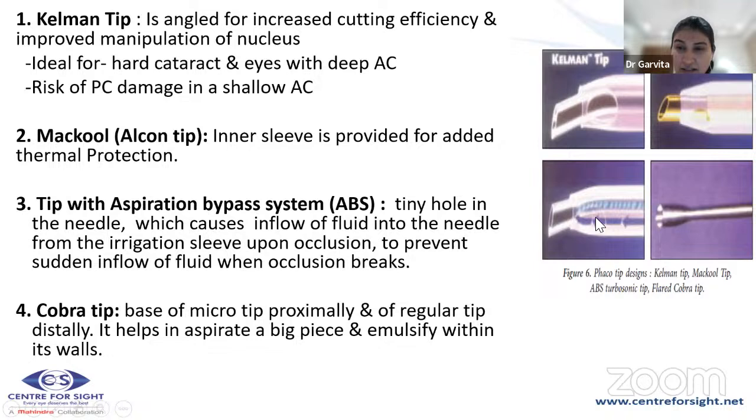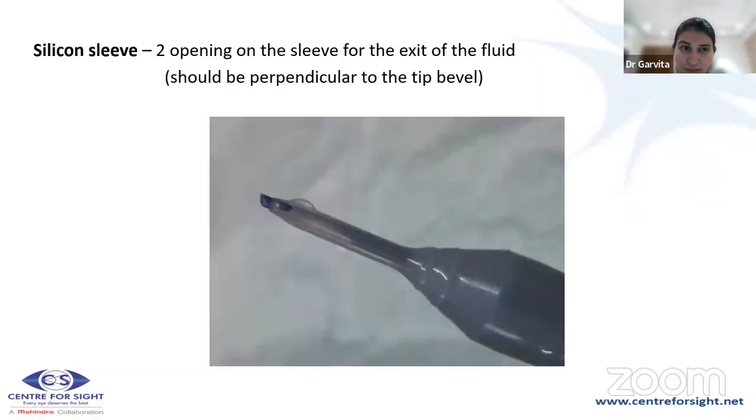Third is the tip with aspiration bypass system, which is a tiny hole. As you can see here in this picture, there's a tiny hole in the needle which causes inflow of fluid into the needle from the irrigation sleeve, as suggested by these arrows, on occlusion. So it prevents sudden inflow of fluid when the occlusion breaks. Fourth is a cobra tip. It has a base of macro tip proximally and regular tip distally. It can help aspirate big pieces and emulsify within its walls, not just in the AC.